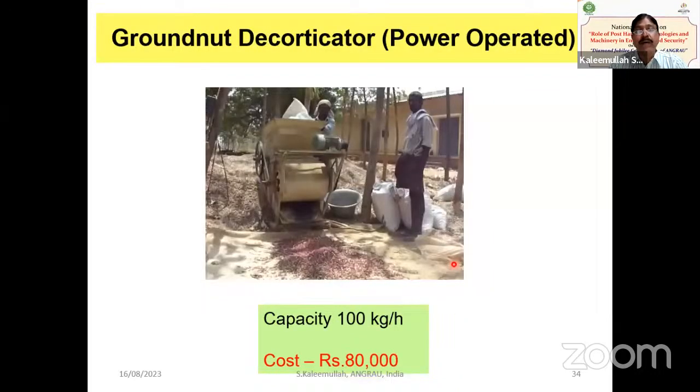And this is a power operated groundnut decorticator, with capacity ranging from 100 to 500 kg per hour available in the market, and its cost ranges from 80,000 up to 3.5 lakh rupees. It will process very quickly, because most of the farmers, especially during the sowing period in the case of groundnut, whenever there are rains, want the seed, and in such cases a huge quantity of seed is required.